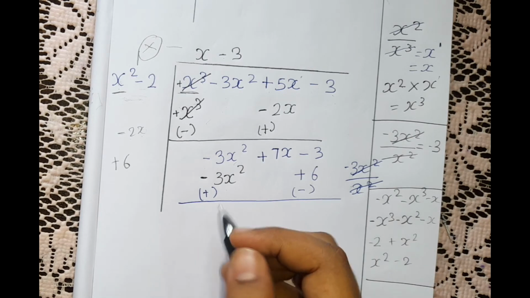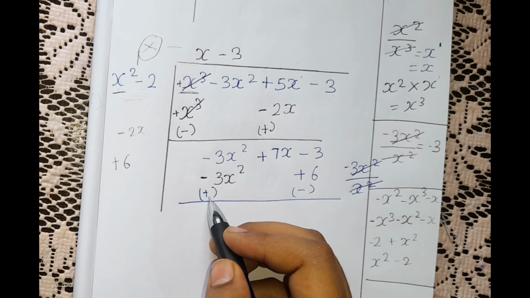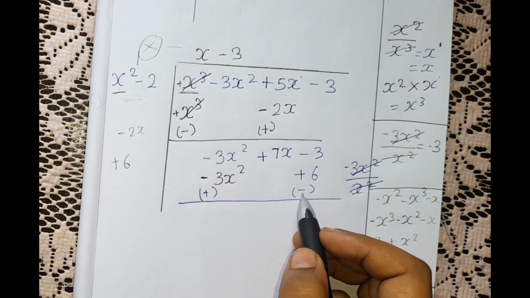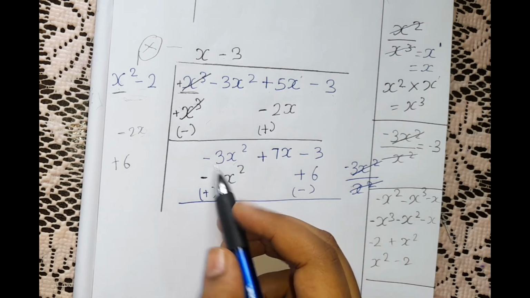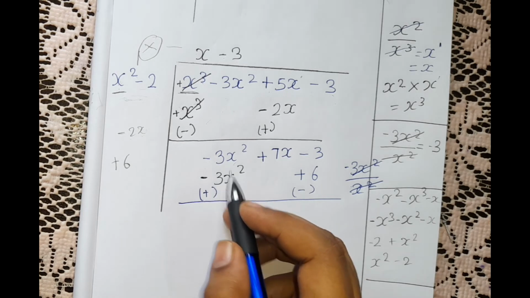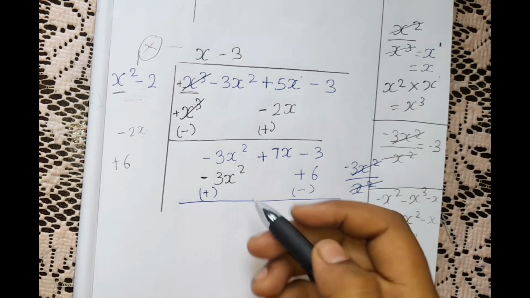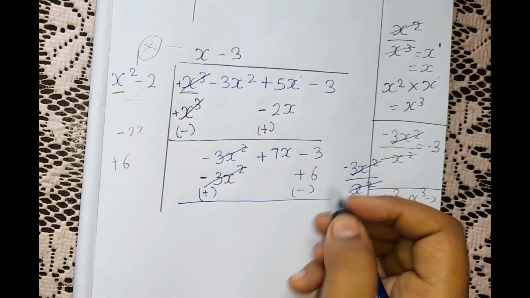This is very important. So now the 3x square has got a new sign, that is plus, and 6 has got a new sign, that is minus. So don't care about the old sign. So plus into minus is minus. Then we are supposed to subtract 3x square and 3x square. When we subtract we get 0, so we shall just cancel it. No need of this term.